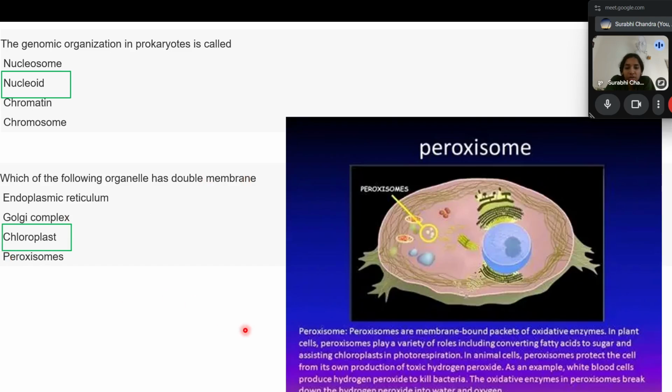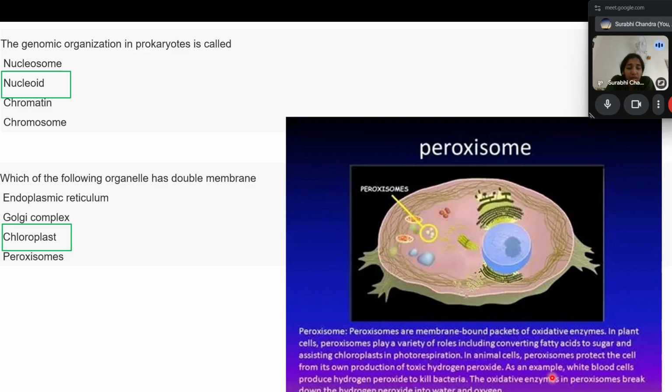And in case of peroxisomes, peroxisomes are membrane bound packets of oxidative enzymes, mostly found in plants. In plants, they play a variety of roles, including converting fatty acids to sugar and assisting chloroplasts in photorespiration. And in animal cells, peroxisomes protect the cell from its own production of toxic H2O2 or hydrogen peroxide, right? For example, white blood cells produce H2O2 to kill bacteria or some kind of pathogen. So the oxidative enzymes in peroxisomes eventually are broken down.